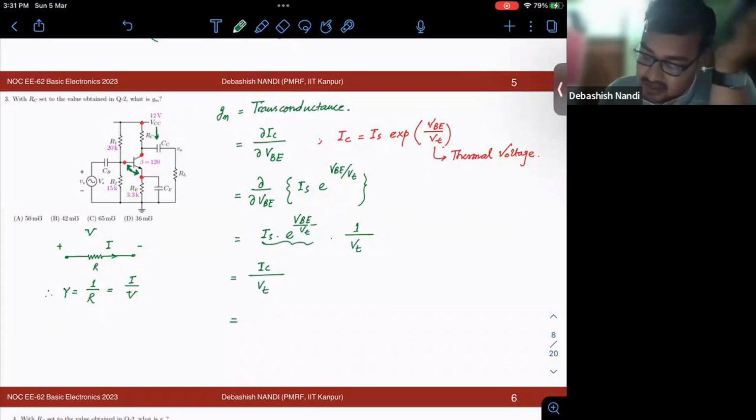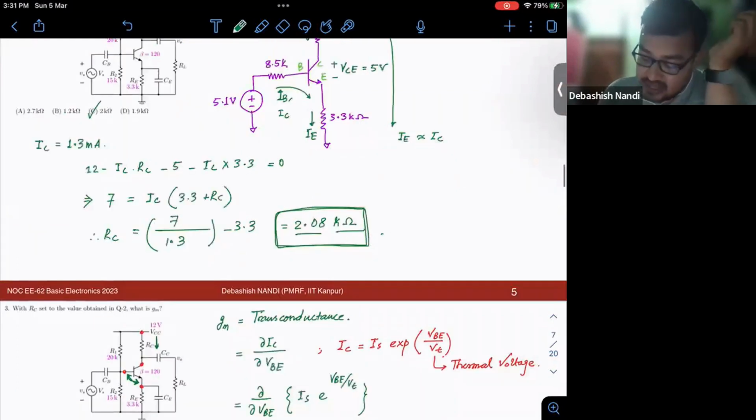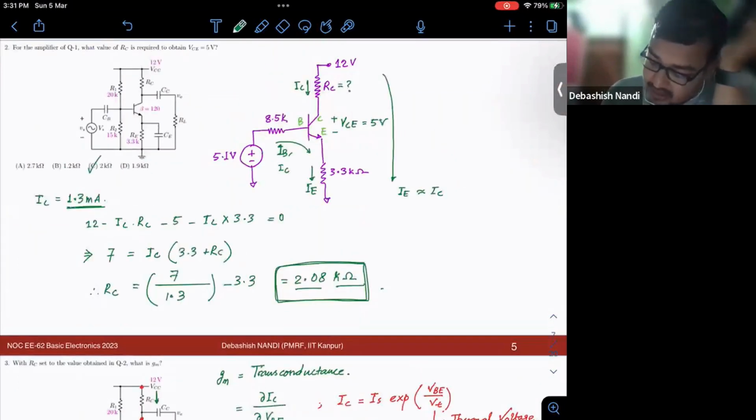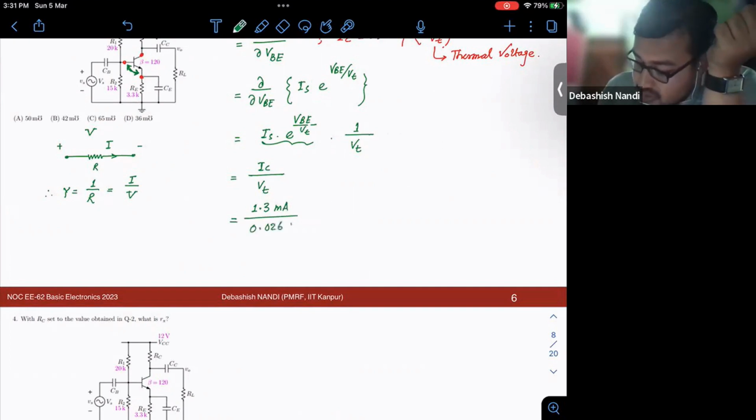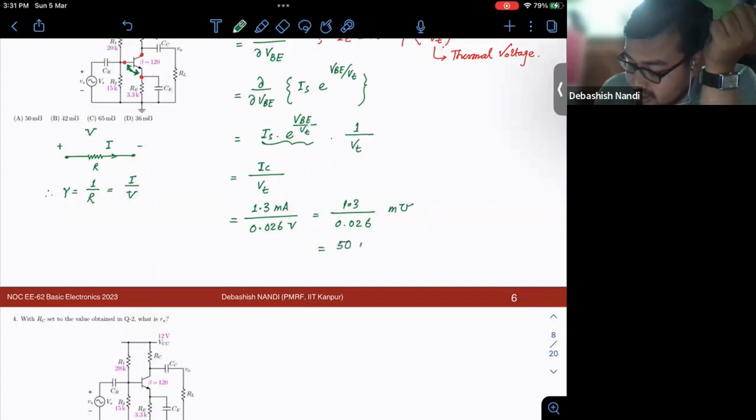So what was your IC for this same configuration? Your IC was 1.3 milliampere, right? Divided by your VT, which at room temperature is 26 millivolt, so 0.026 volt. Ampere by volt is Siemens. So 1.3 divided by 0.026 millisiemens, that is nothing but 50 millisiemens. Okay. So yes, A is your right answer.